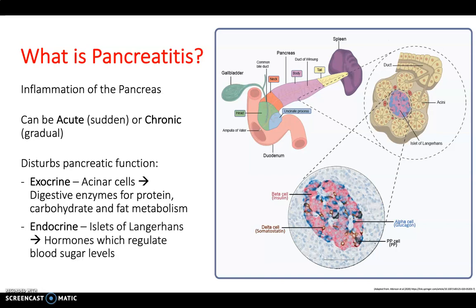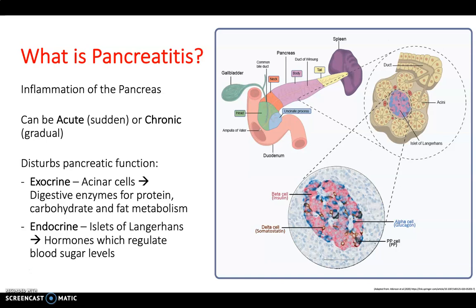There's also the endocrine function of the pancreas, and this is carried out by the islets of Langerhans, which produce hormones that regulate blood sugar levels. Hopefully you can see in the diagram you've got the beta cells, which is the most abundant type of cell in the islets of Langerhans, and these produce insulin, and this is secreted during hyperglycemia. You've also got the alpha cells, which secrete glucagon, and this is secreted during times of hypoglycemia. You've got the delta cells, which secrete somatostatin, and these can inhibit insulin and glucagon.